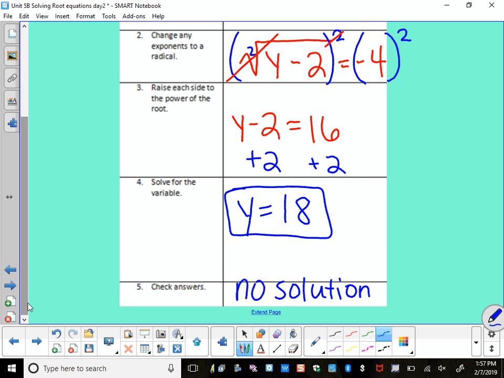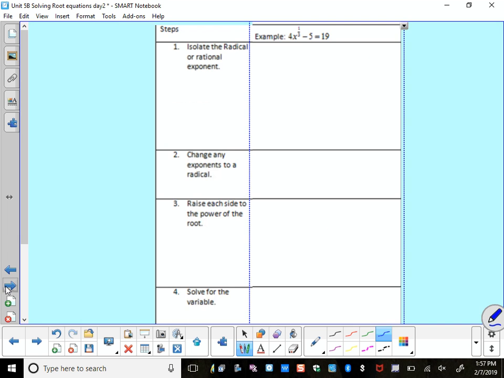Okay? On your quiz, you will have to do that. Meaning, just remember to check your answer. If it works, put a check mark by it. If it doesn't, put no solution. All right, let's try the one right next to it.